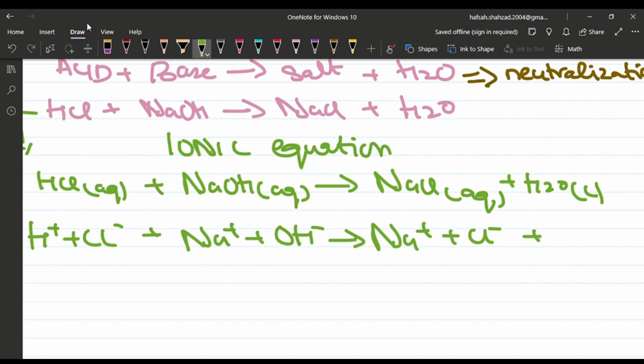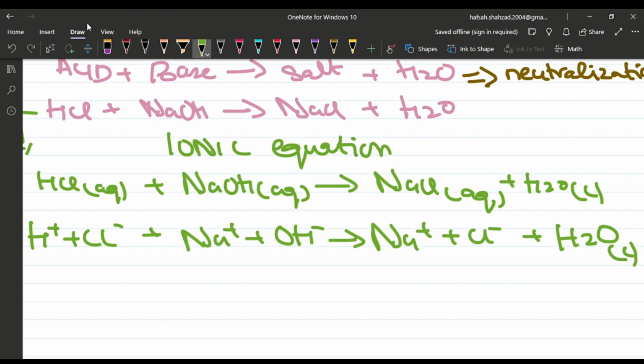And H2O is liquid, so liquid cannot be ionized. Those compounds will be ionized which have aqueous written with them, or those salts that are soluble. Any gas, any solid, any liquid cannot be ionized, right? So we will be writing H2O as it is because it is not ionized. Now all these compounds that I mentioned, HCl, NaOH, all these are in aqueous state.